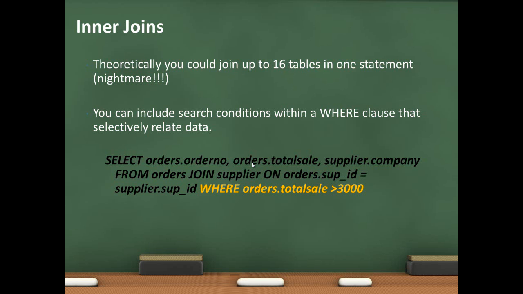But nonetheless, this slide right here says once you've got a join, you can put a where clause in there. And on that where clause, as you see here, I have to tell it what column it's coming from and include the table name in front of it. So here I'm pulling out orders, but I only want the total sale that's greater than 3,000 here. So I'm not going to get sales that are 3,000 or less in it. So I can use a where clause the same way.